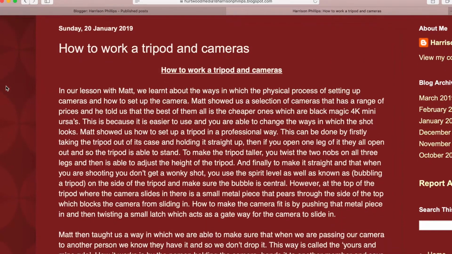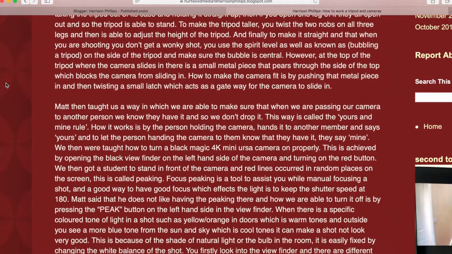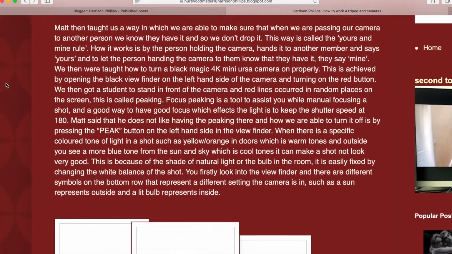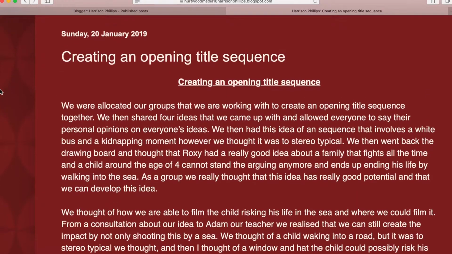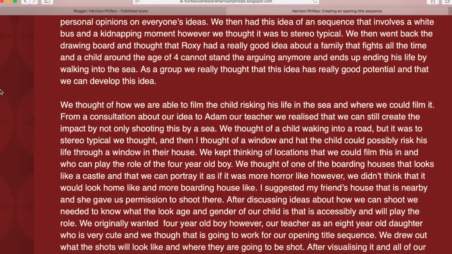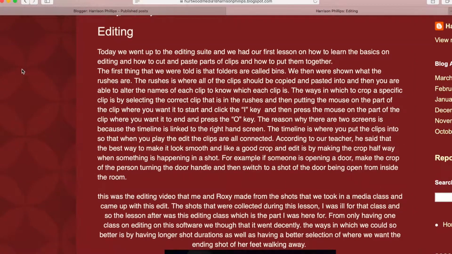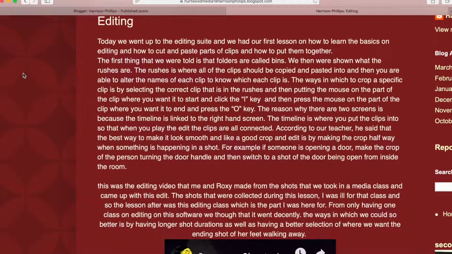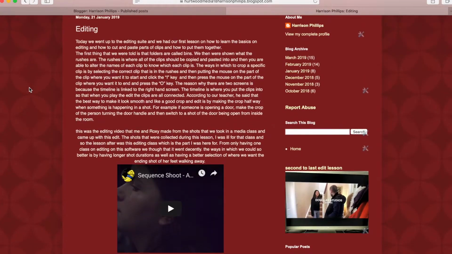We then had a practical lesson on how to work a tripod and the camera and all of the camera equipment. This was a really good learning process for us because this was the first time we were using all of the equipment. We were allocated our groups, and the first thing we decided to do was share all of our ideas that we created. Our second workshop was all on editing. We went up to the editing suite and started to use Premiere Pro and learn the basics.